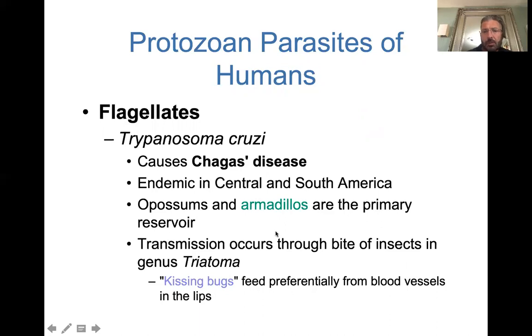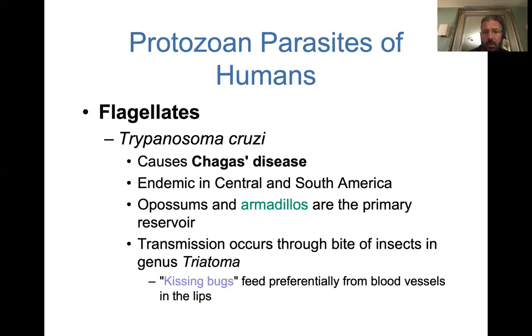So possums and armadillos are the primary reservoir. All right, we're not the primary reservoir. We just happen to be an intermediate, just like with Lyme disease. The deer and the mice are usually the reservoirs, but we become an incidental host. We get bit, but we're not their primary. Transmission occurs through bites of insects in the genus Triatoma. So just realize if they're talking about Chagas disease or kissing bug disease, this is Trypanosoma cruzi.